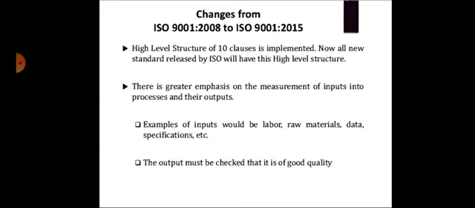Changes from ISO 9001 released in 2008 and ISO 9001 released in 2015 are: a high level structure of 10 clauses is implemented now. All new standards released by ISO will have this high level structure. There is a greater emphasis on the measurement of inputs and processes and their outputs. Examples of input would be labor, raw materials, data, specifications, etc. The output must be checked that it is of good quality.